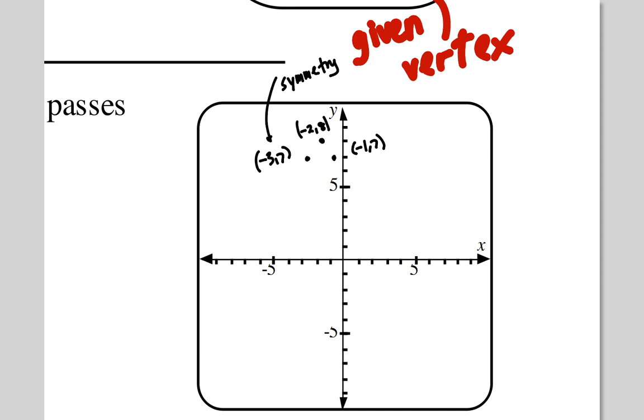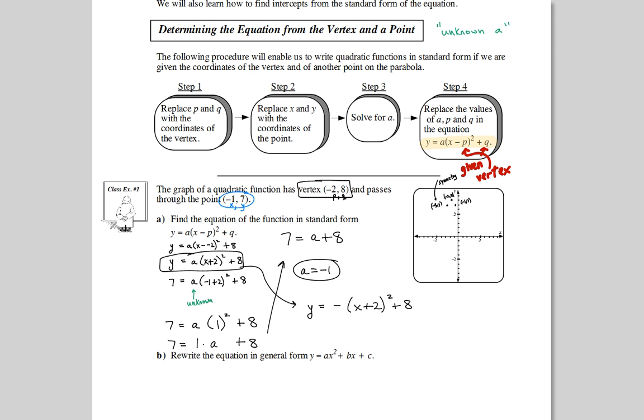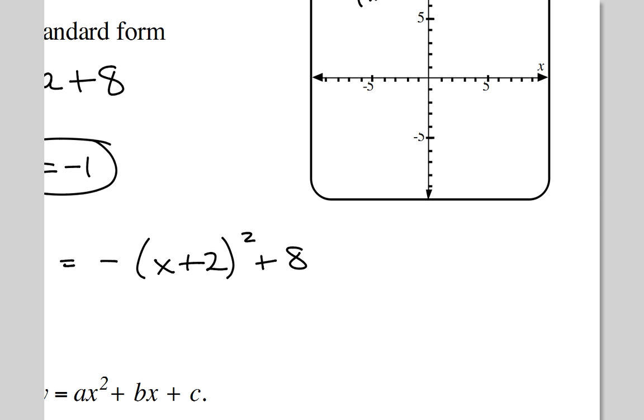Okay. What else do we know? Do we know a y-intercept? And what does this a value that's negative tell me? This right here. It opens up or down?